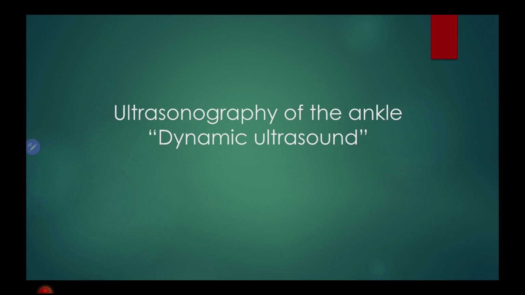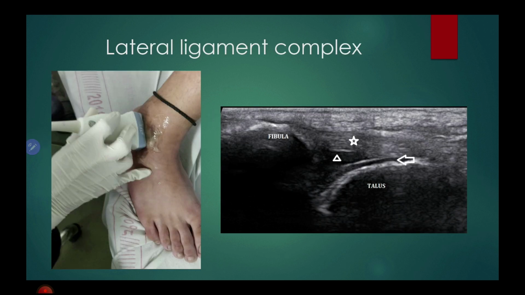Now let's move to the ultrasonography of the ankle with special stress on dynamic ultrasound. So as we can see in this image, this is the position of the patient's foot, and this is how we keep our probe, and this is the static ultrasound image which shows the lower end of the fibula. This is the talus, and this is the anterior talofibular ligament, which is a very important and most frequently injured ligament. And here we can see the articular cartilage that covers the talus, and a slight amount of joint fluid present in the ankle joint.